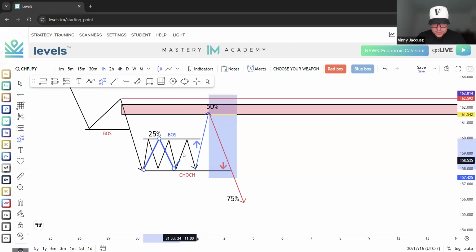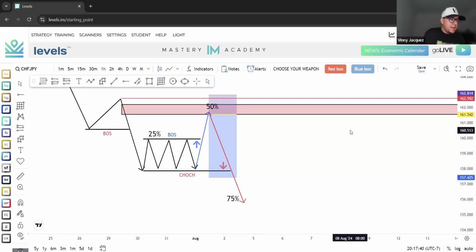Understand, we have the shoulder, a break of structure to the upside giving me the BOS, giving me this head that's being formed. And then we get the change of character with the break of structure to the downside, giving me 75% of this setup. Give me an 8 if that makes sense. Thank you, Josh. Thank you, brother. Give me an 8 if that makes sense, guys.